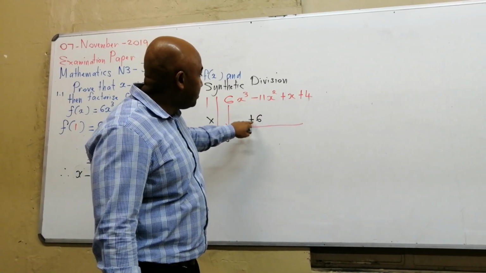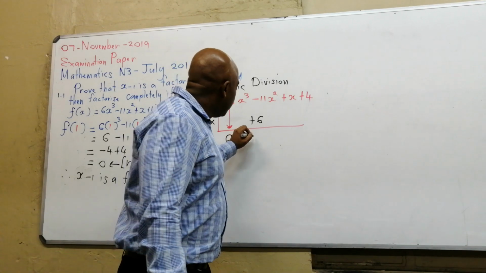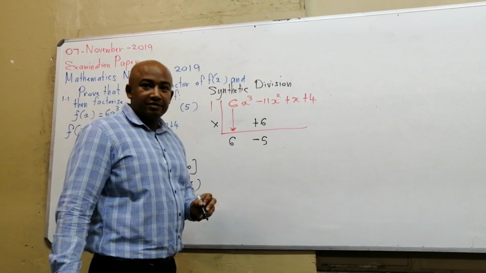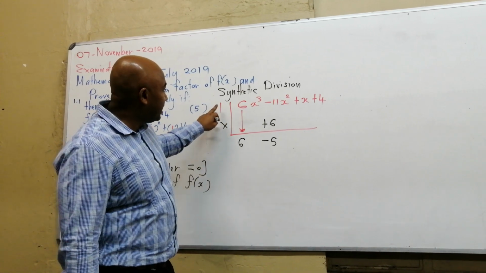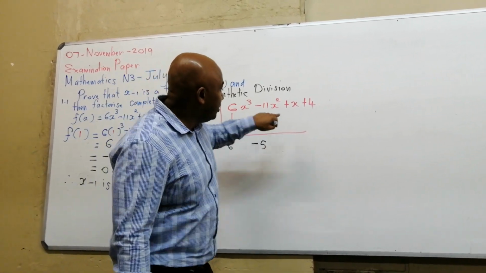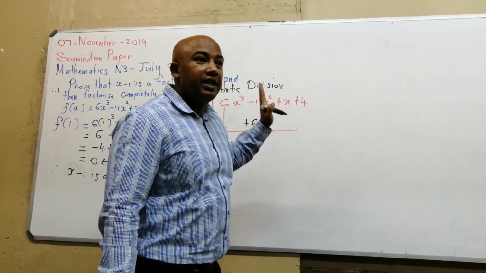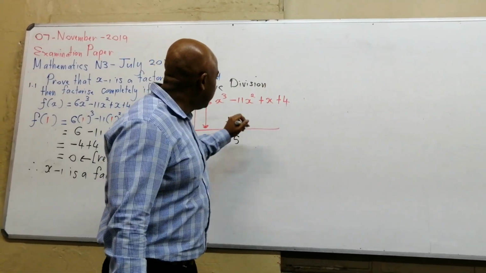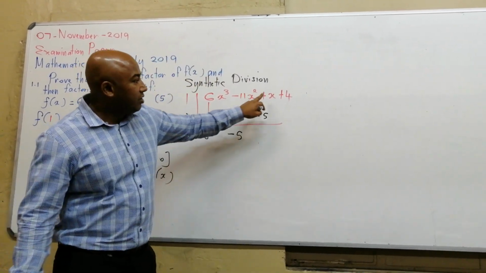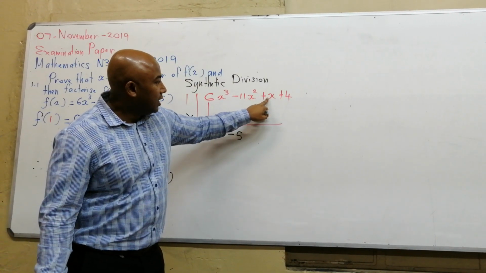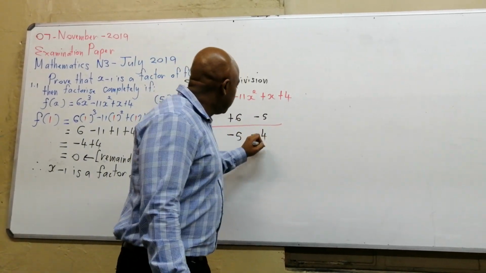Then we work this out. We add it up. So minus 11 plus 6 gives me minus 5. Now, you multiply again: 1 times minus 5, and you write down the result below the next term. So 1 times minus 5 is minus 5. Now, what is the coefficient of x here? 1. So 1 minus 5 gives me minus 4.